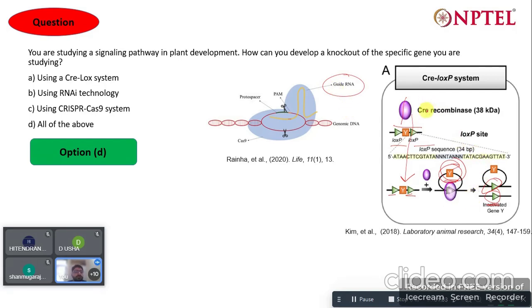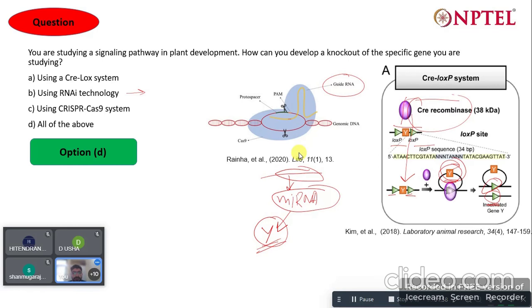And we can use specific promoters, or cell specific promoters, to express Cre recombinase in specific cells only. And the third option is RNAi technology. If we introduce a gene that expresses the miRNA or the siRNA specific to the gene in the plant cell, this can also be used to knock out a specific gene. So if we introduce this gene into the genome of the plant that expresses miRNA or siRNA against that gene Y, it can be knocked out in this plant. So these are the three systems which we can use to generate a knockout.